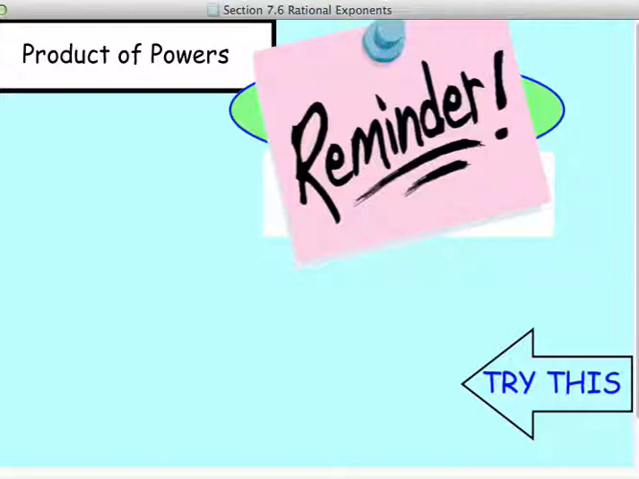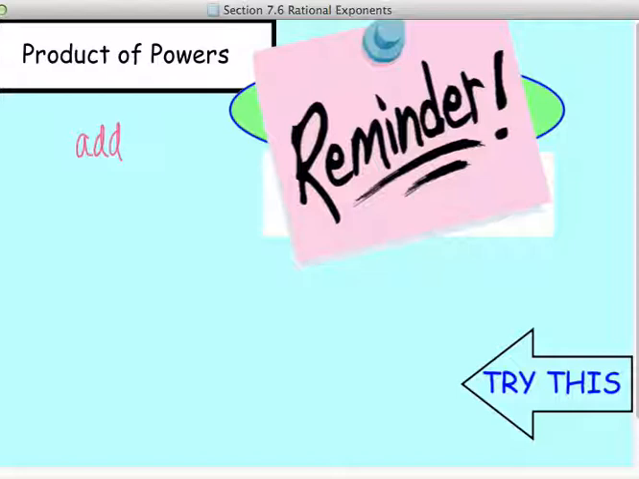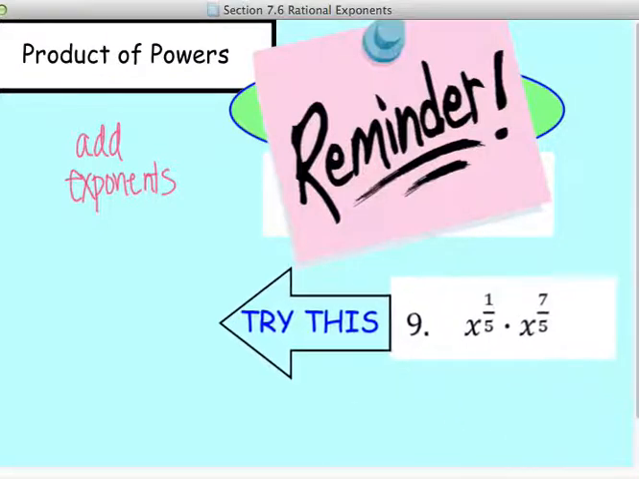Okay. So here's just a few reminders. We have our product of powers. So here's all of our properties of exponents. So product of powers. When we have products of powers, the biggest thing to remember is to add the exponents. Product just means you're multiplying together.